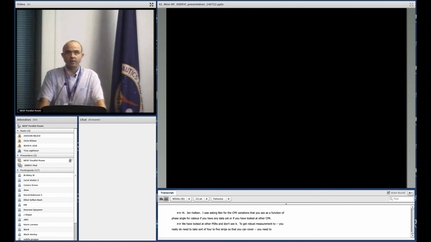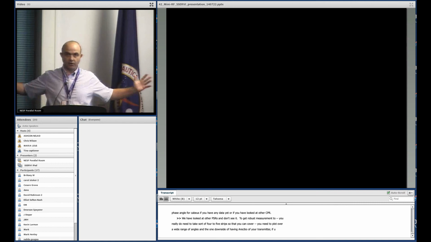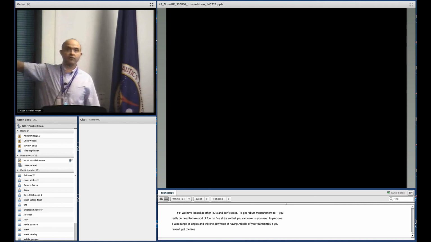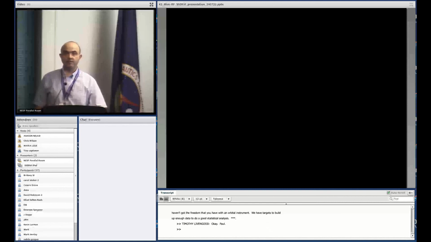We've looked at some other PSRs and don't see it, but in order to get a really robust measurement, you really do need to take sort of 4 to 5 strips so that you can plot over a wide range of angles. And the one downside of having Arecibo as your transmitter is you're very limited in your opportunities to see particular targets. You haven't got the freedom like you have with an orbital instrument. But we do have targets in the database to try and build up enough data so that we can do a good statistical analysis.